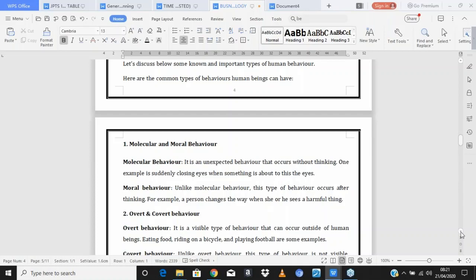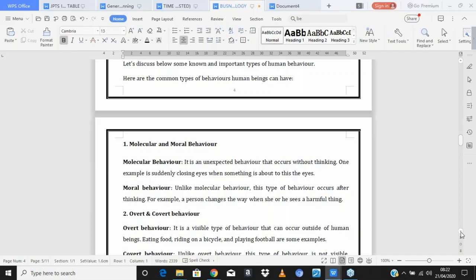Then moral behavior, unlike molecular behavior, which is not thought out, is a type of behavior that occurs when you have thought it through. For example, if you see a harmful thing, maybe a scorpion close to you, you will likely jump, you will run away, you take an action. That is because you saw something dangerous and you took an action to prevent harm. That is moral behavior. So molecular is unthought. You do not think it, you do not plan it, whereas a moral behavior is thought out.